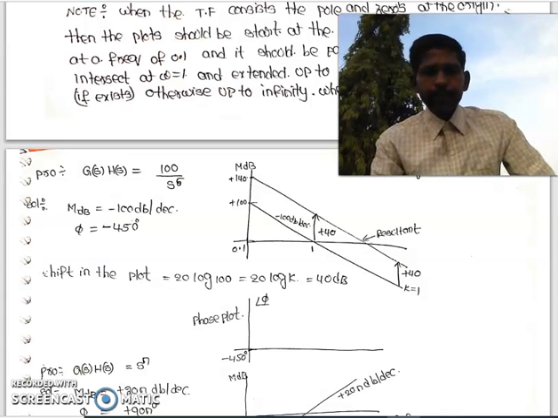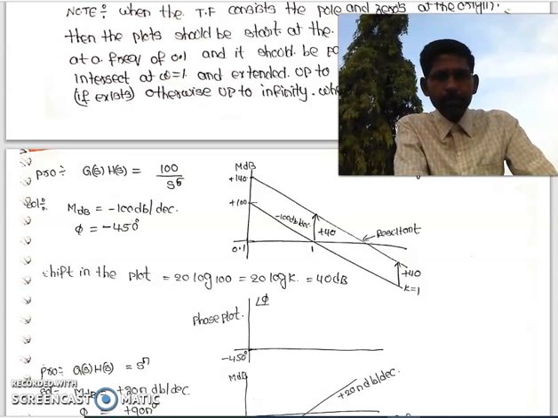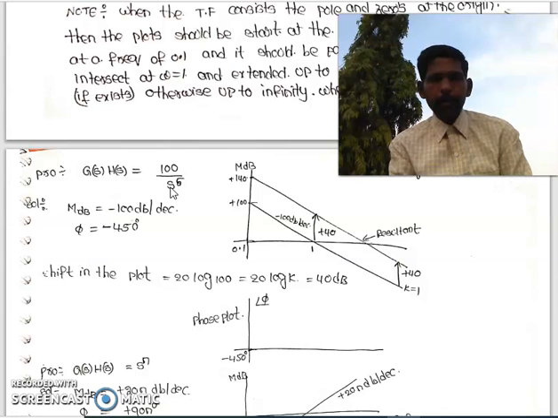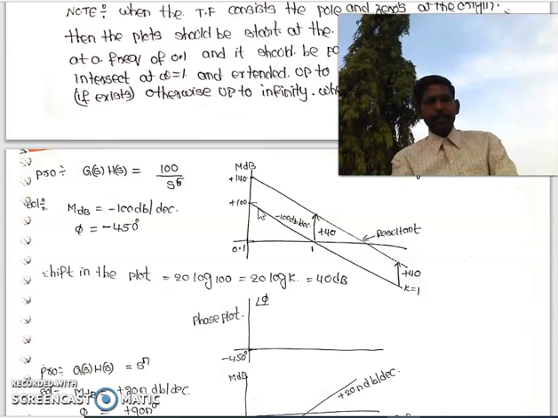Dear students, we are solving a problem from the last class, that is G(s)H(s) equals 100 divided by s to the power 5. Whenever we are having poles at the origin, or a pole at the origin, the Bode plot will be having the slope minus 20 dB per decade.